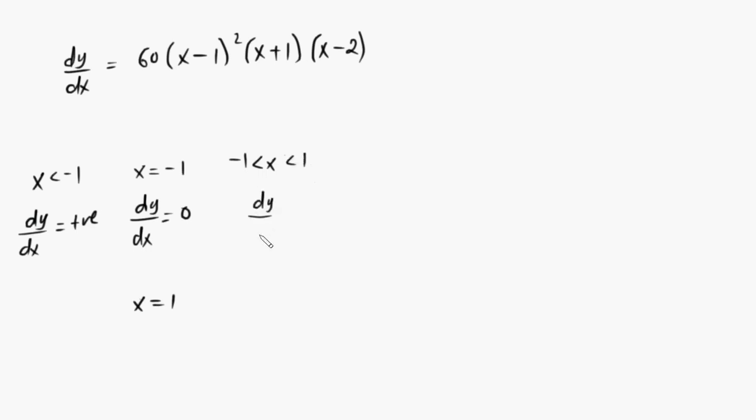What's my dy/dx now? So ipo kwenye nini hapa? Kwenye 0, okay? Naweza nikaweka 0. So 0 ni positive, negative. So it's negative now. So this moves from positive to negative. So this point is a what? Is a maximum point.